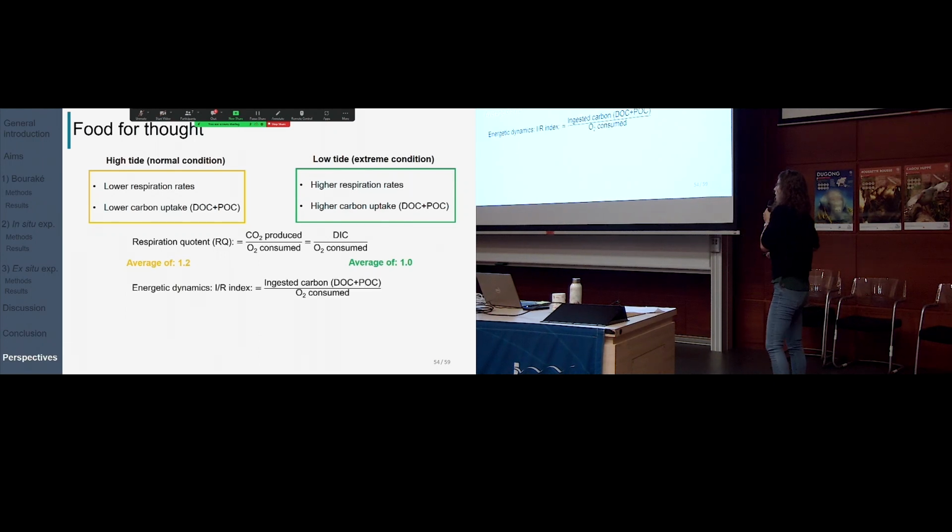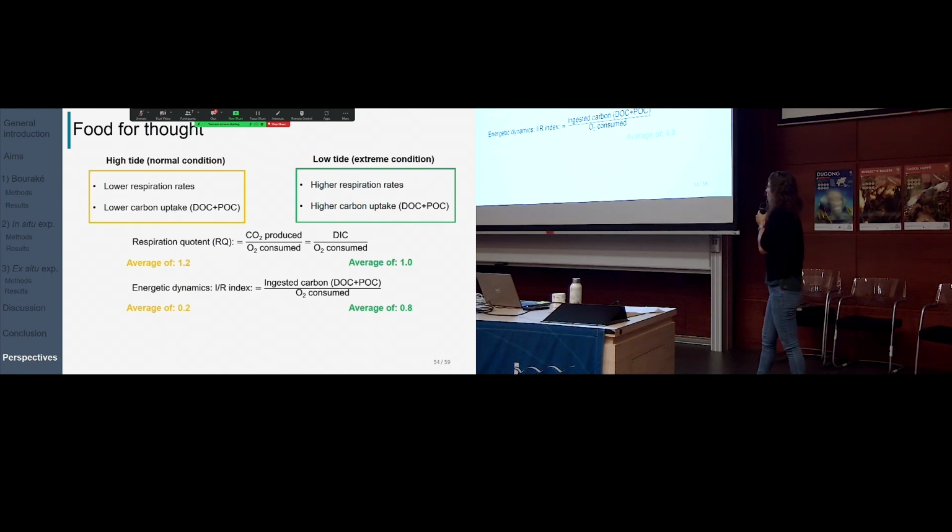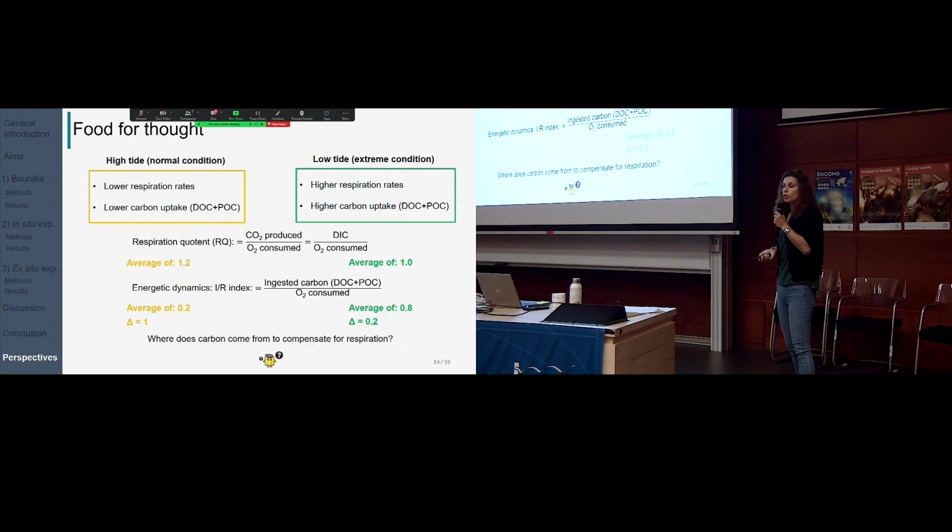I also calculated the IR index, that is the ingested carbon by the oxygen consumed, and I found a result of 0.2 during high tide and 0.8 during the low tide. When this ratio is lower than the respiration quotient, sponges do not have enough energy to compensate for the respiration cost. This difference was 1 during high tide and 0.2 during low tide. These lower differences during low tide, I think, are due to the rich nutrient environment of Boracay during the low tide, but it remains unresolved where carbon comes from to compensate for the respiration cost.